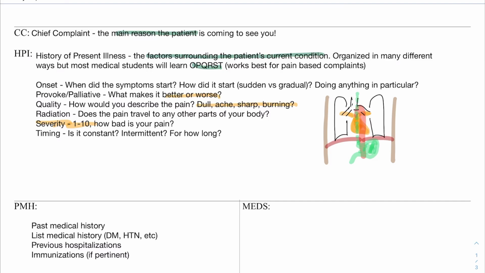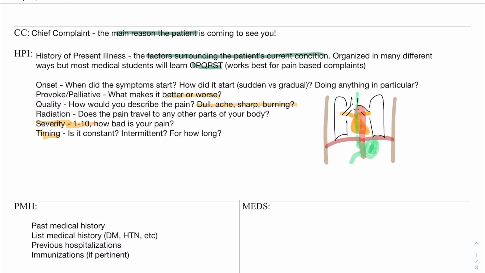And lastly, we have timing. Is this pain constant? Is it intermittent? For how long is it happening? So if we take the example of chest pain again, if you have chest pain because your heart is dying, do you think that it'll be constant or intermittent? And if you're thinking it'll be constant, you're right. Because your heart is actively dying and you're not going to have any relief of the pain while it's actively dying unless we do something about it.